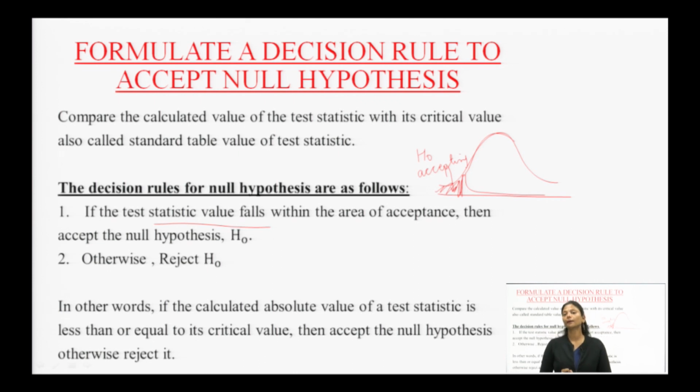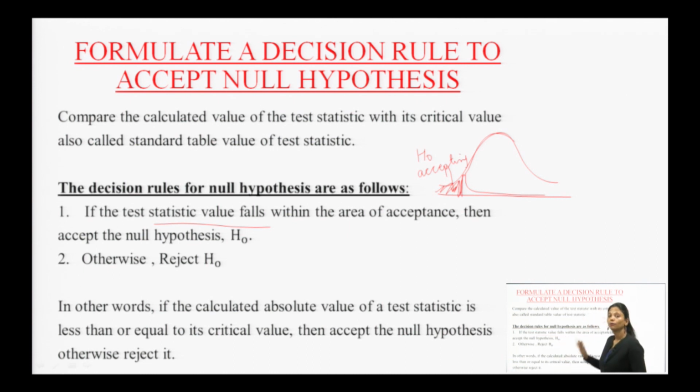When I accept the null hypothesis, it can lead to an error. There are different kinds of error, type 1 error and type 2 error, which we are going to study further, but the researcher's motive is generally to reject the null hypothesis. In other words, if the calculated absolute value of the test statistics is less than or equal to its critical value, then we accept the null hypothesis, or otherwise we reject the null hypothesis.